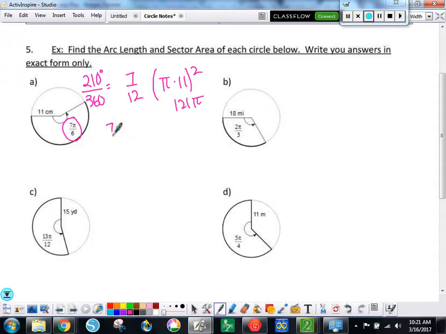So let me rewrite this. How do you finish it off? 7 over 12 times 121 pi. We get what? What's 7 times 121?